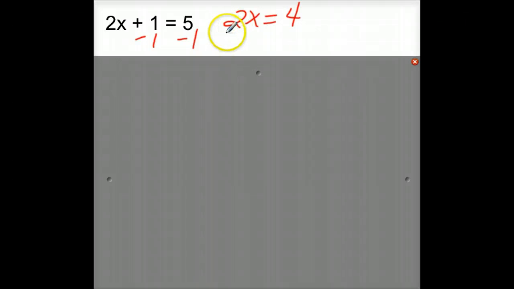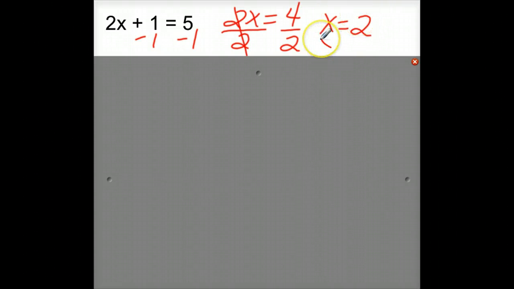Now I'm going to get rid of the coefficient, the 2. Since x is being multiplied by 2, I can undo that by dividing by 2. And what you do to one side, you have to do to the other. So I'm going to divide 4 by 2. In doing this, the 2's cancel out. I'm left with just x. 4 divided by 2 is 2.